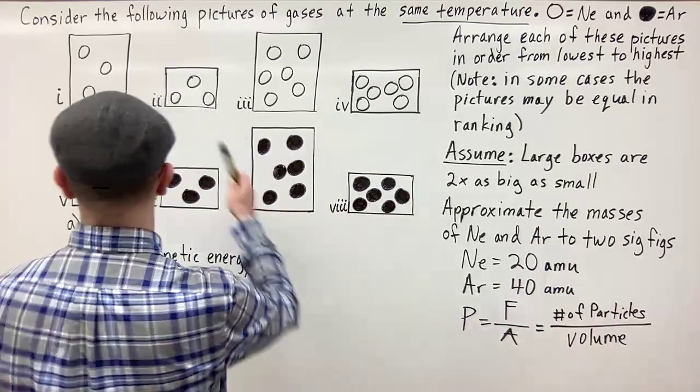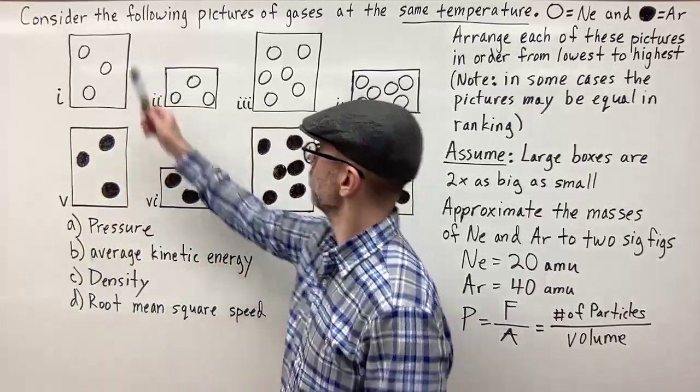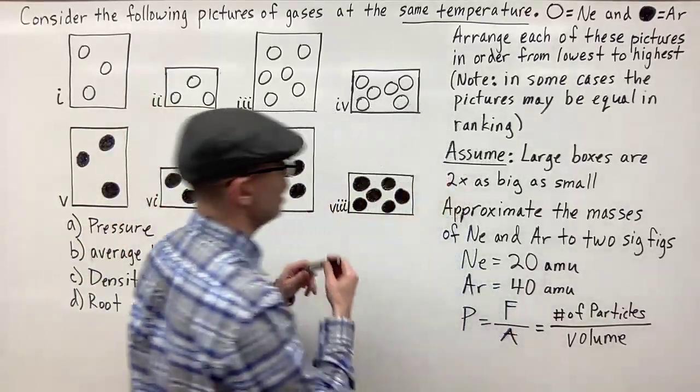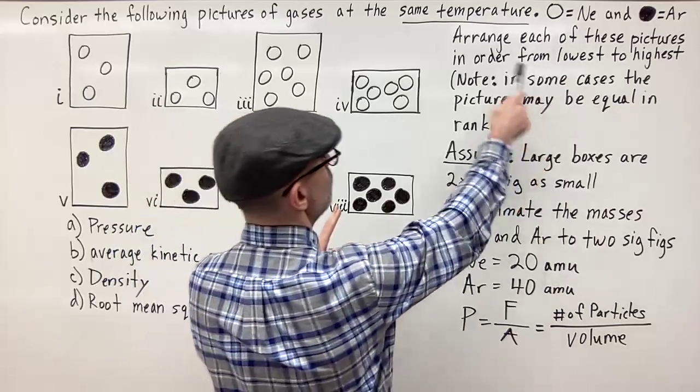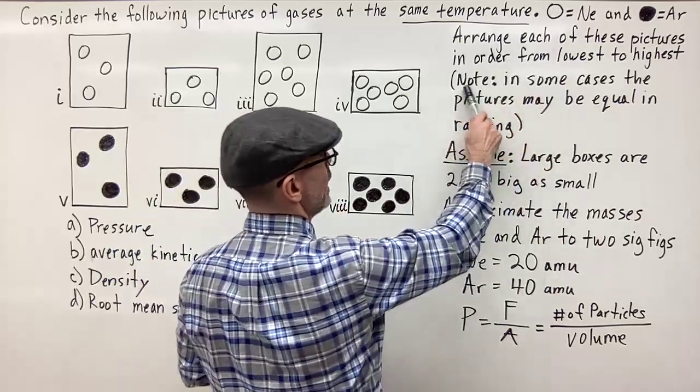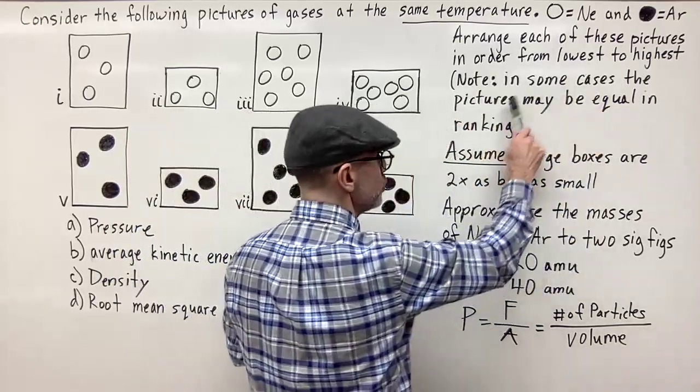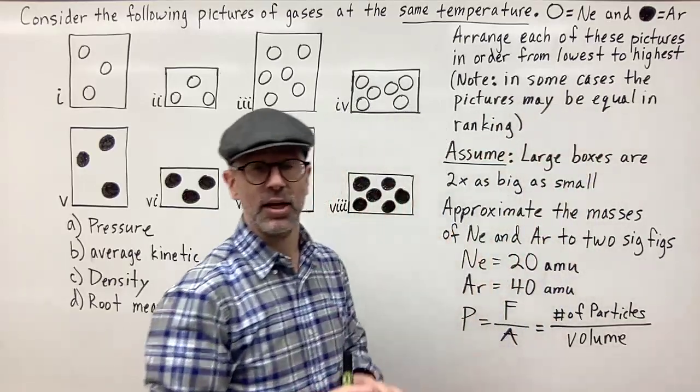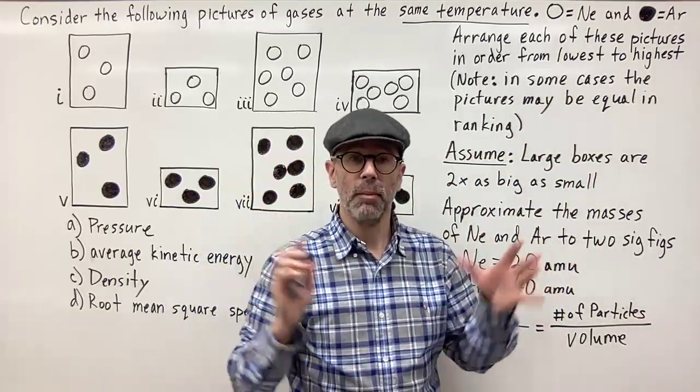And so if we look here, right, which one's largest? Oh, I forgot to mention, note, I forgot the note. So in some cases, the pictures may be equal in ranking. So we may have equal boxes.